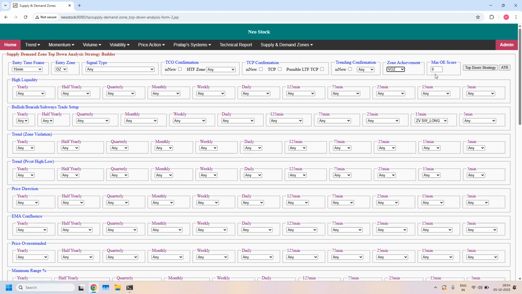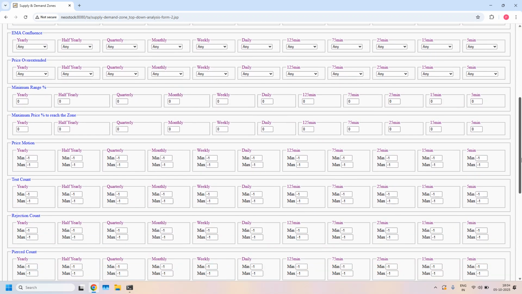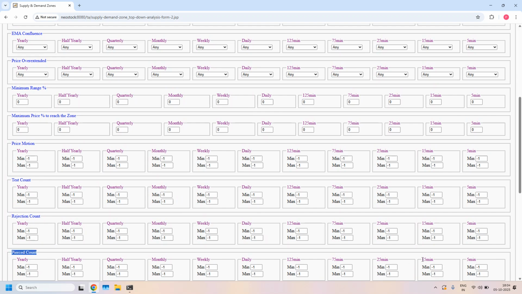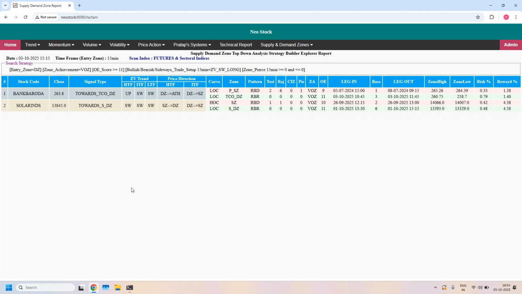Zone achievement violated opposing zone, minimum odd enhanced score 11 for sideways, and the 15 minutes demand zone should not be pierced. So in the pierced count parameter at the 15 minutes time frame, I am setting minimum value 0, maximum value 0. With these filters, we got 2 stocks. In these 2 stocks, these 15 minutes demand zones are overlapped with the 75 minutes demand zone. Sorry for the mistake. Both these 15 minutes demand zones are supporting the sideways long trade setup for daily income trade.